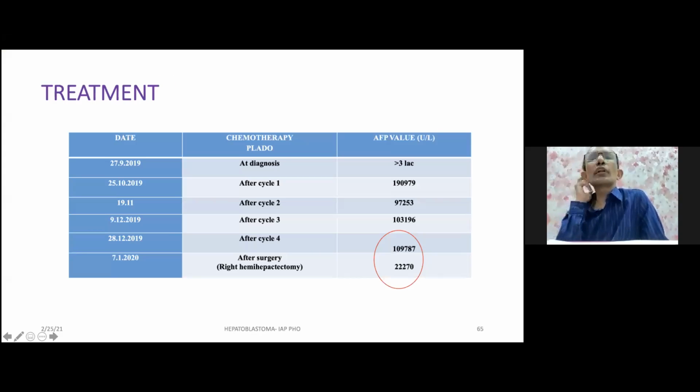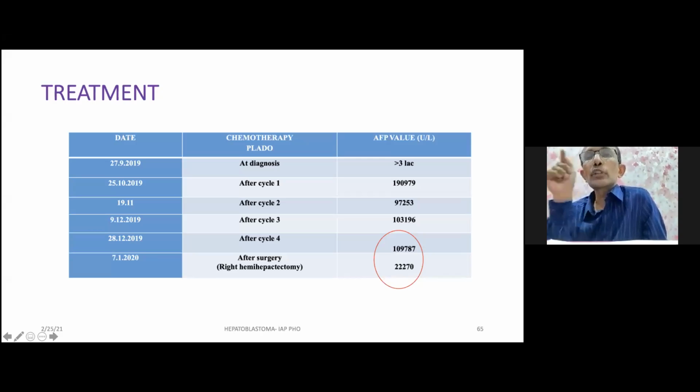Okay, this is what is very striking. Every fellow should understand. The decline of AFP was not as marked as in the previous case. So more than 3 lakhs, then 2 lakhs, then 1 lakh, then 1,09,000, then 99,000. This is not happy news. If the AFP is not significantly coming down by 1 log, 2 log, 3 log reduction, like 1 lakh should become 10,000, 10,000 become 1,000, 1,000 becoming 100, that is a rapid decline of AFP.